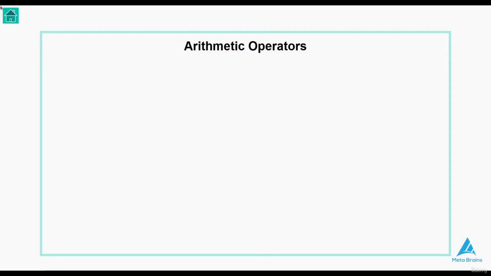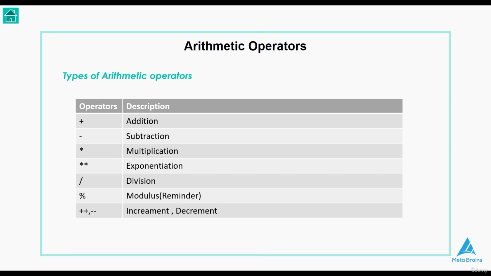Alright, so there are many types of arithmetic operators in JavaScript. Arithmetic operators are of 7 types. There is the addition, which is commonly used to add two numbers. Next, we have the subtraction. Then we have the multiplication, the exponentiation, the division, the modulus, and the increment and decrement operators.